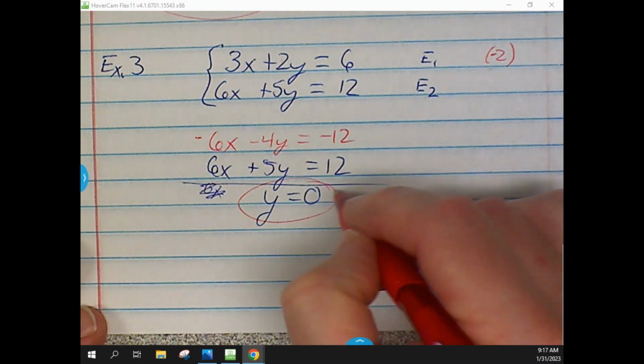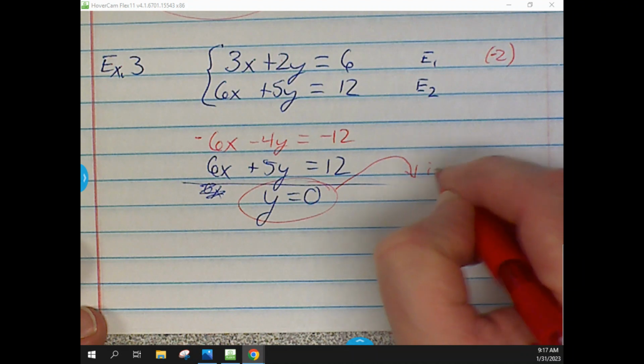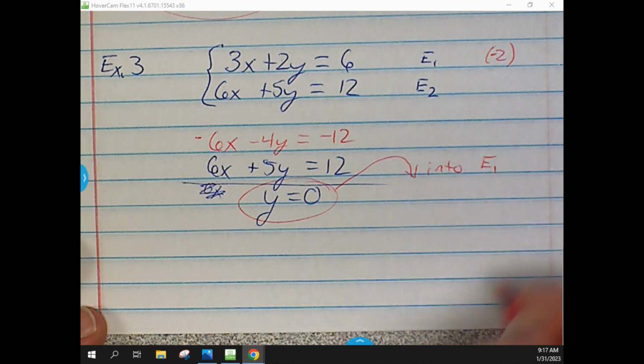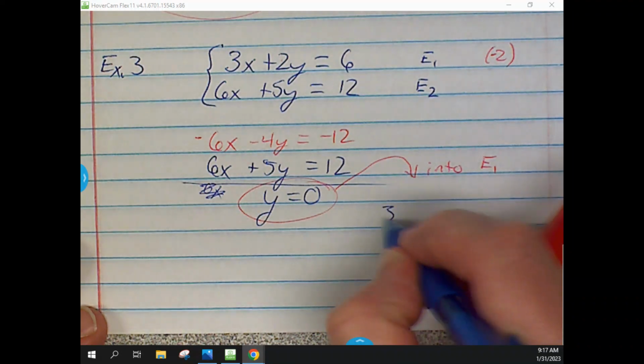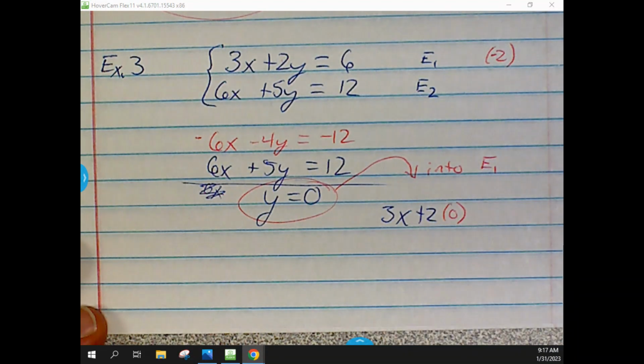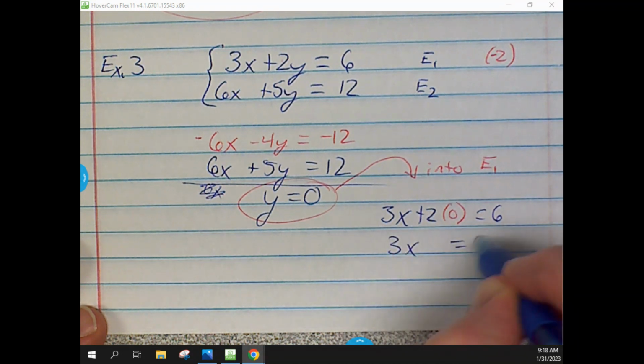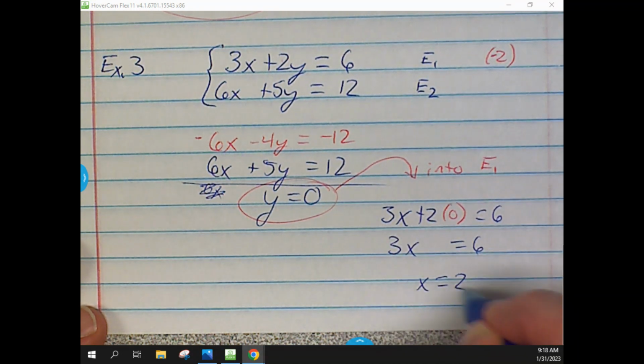Okay. And again, just pick one equation and plug it back in. Doesn't matter. We're going to go back into equation 1. So that's going to be 3x plus 2 times 0 equals 6. Well, that's just 0. So that's 3x equals 6. So then x equals 2.